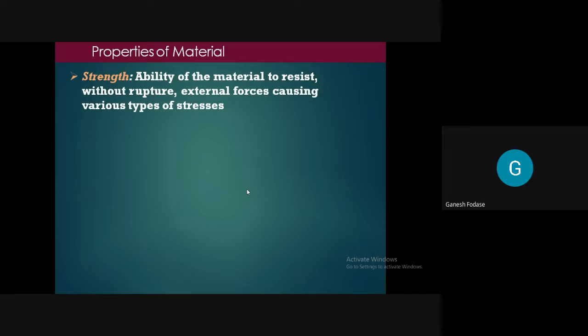Now, which are the different properties of material? Strength. Can you tell me what is strength basically? It's given here: the ability of a material to resist rupture when external forces are causing various stresses. I will tell you in brief what strength is basically.